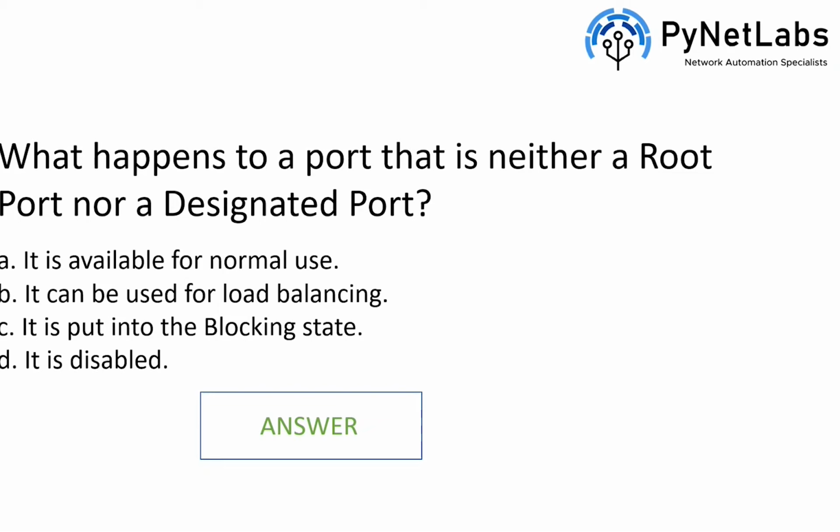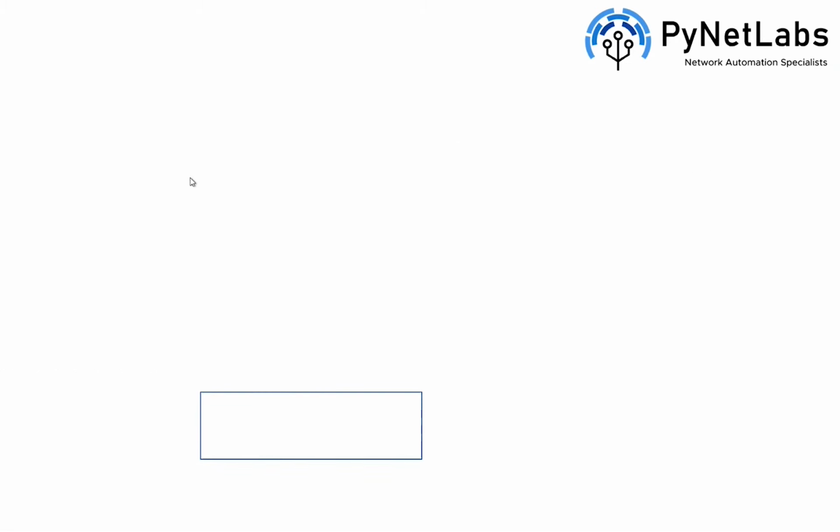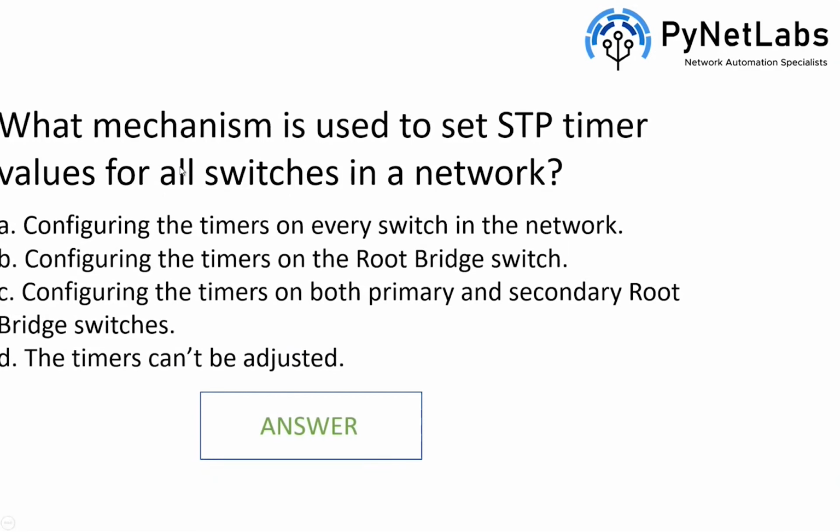What happens to that particular port? C. So it is put into the blocking state. Let's look at the answer. Great job, guys. What mechanism is used to set STP timer value for all switches in a network?